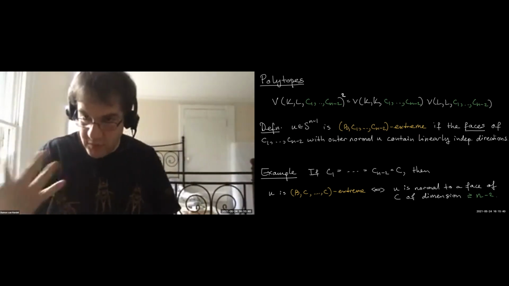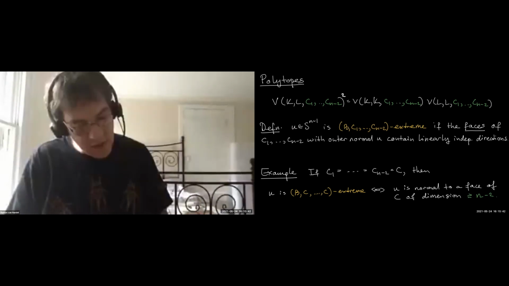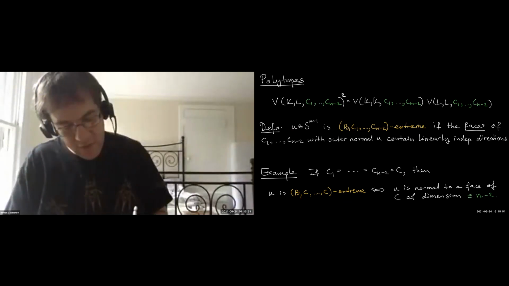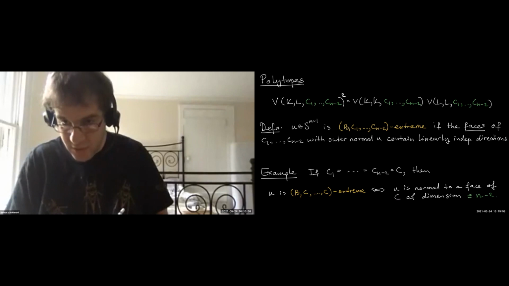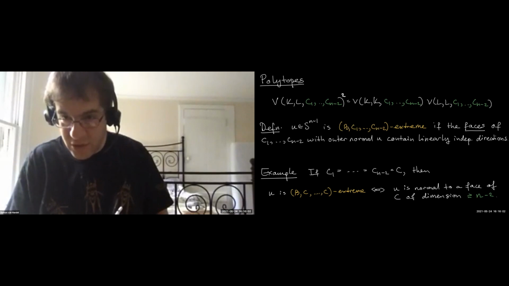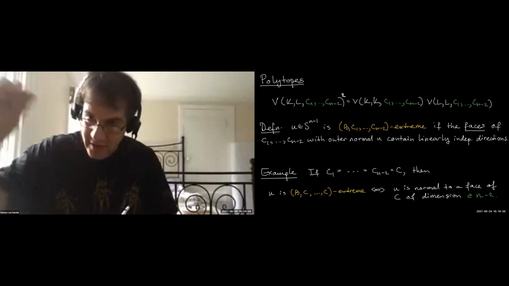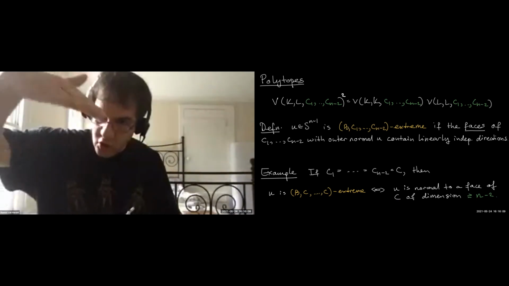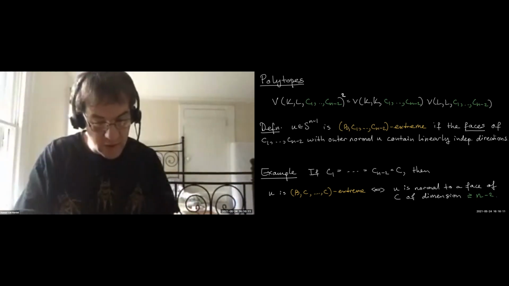This is going to be the idea of the characterization. So just to give an example, if all of the bodies C1 to Cn minus 2 are the same, a fixed body C, then a good direction corresponds exactly to the fact that this direction is normal to a face of this body of dimension at least n minus 2. Right? So in dimension 3, a good direction is normal to a face of dimension at least 1, which is an edge, which means that the only bad directions are directions that are normal to a corner, to a face of dimension 0.